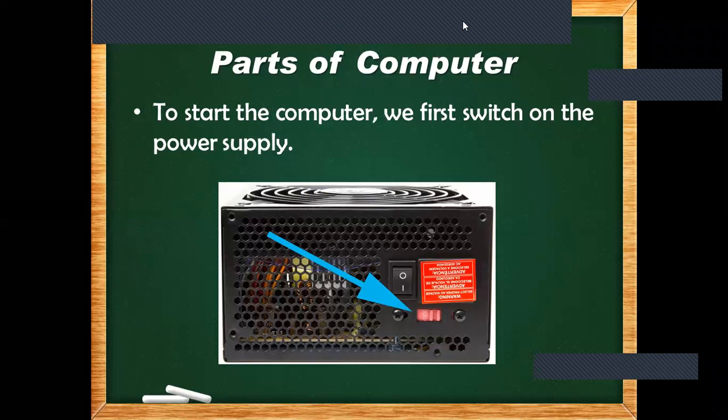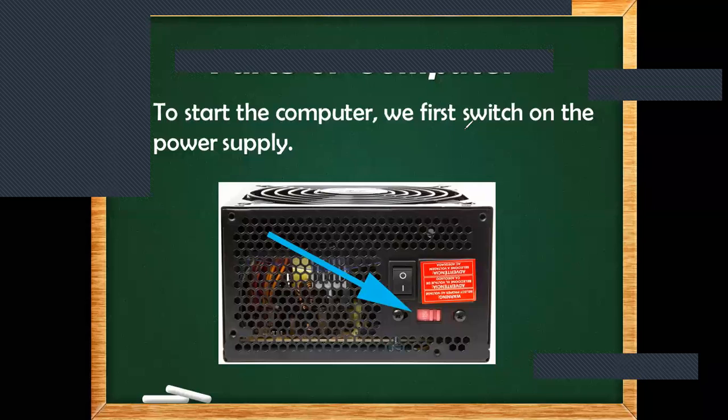Okay. So if you see, there are two things. The first thing is switch. Switch on the power supply. So the first thing is switching on the power supply. There is a button. I took this picture from the internet for you. There is a button at the back of the computer, and sometimes that button is not there. You have to directly switch on the computer from the electricity.